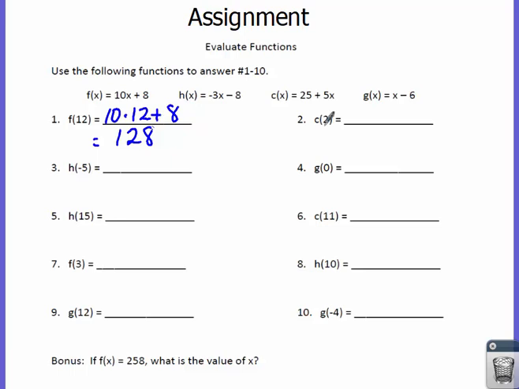Now, number 2, it says I'm going to use the c function. Okay, so I will take my c function and plug 2 in wherever I see x. So in this one it'd be 25 plus 5 times 2, because my value of x is 2. And then I just do the math. Okay, 5 times 2 is 10, so 25 plus 10 gives me 35. And that's all we do on this particular assignment.